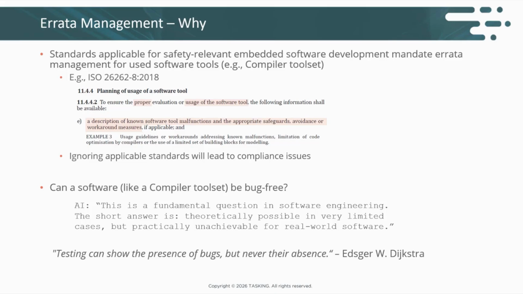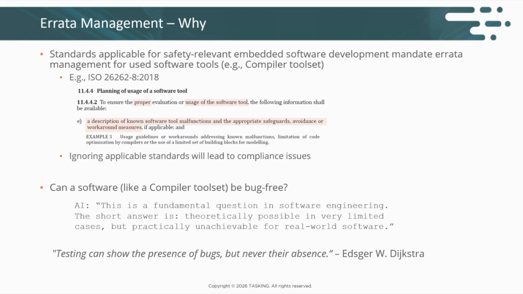For the different domains, the relevant safety standards typically mandate errata management for software tools in case the tool has the possibility of a malfunction which can introduce errors in safety-related items or elements. Here we can see a snippet of the ISO 26262, which is the applicable safety standard for the automotive domain. It is explicitly mentioned that the description of known software tool malfunctions and the avoidance or workaround measures shall be present.